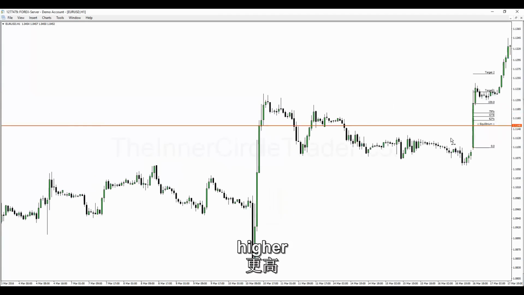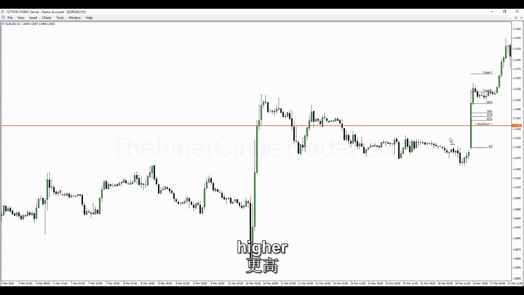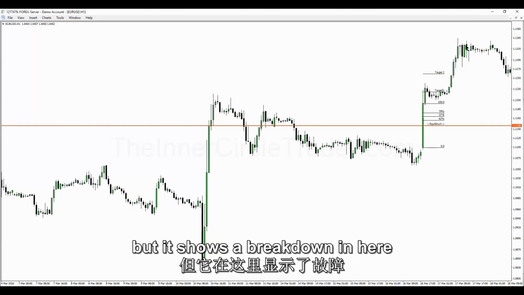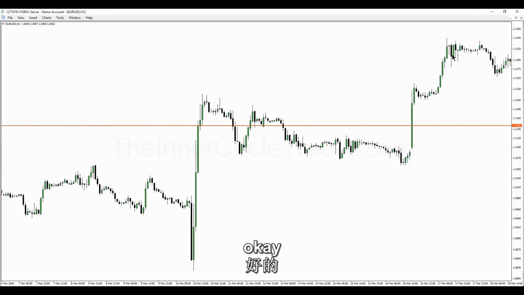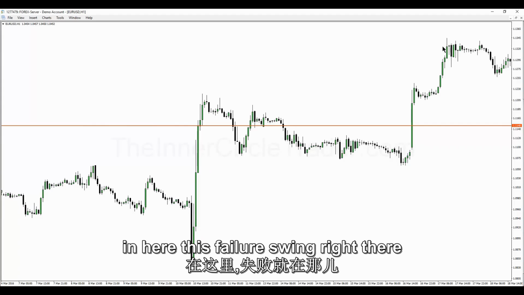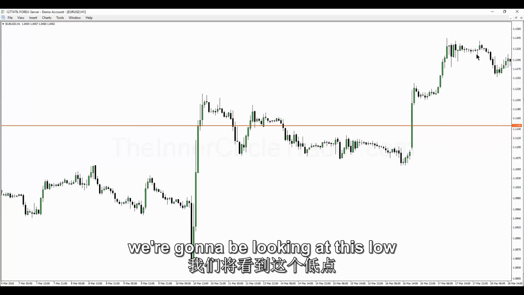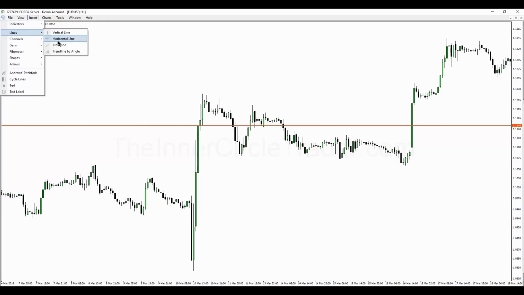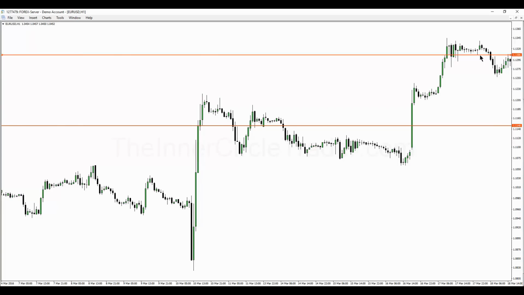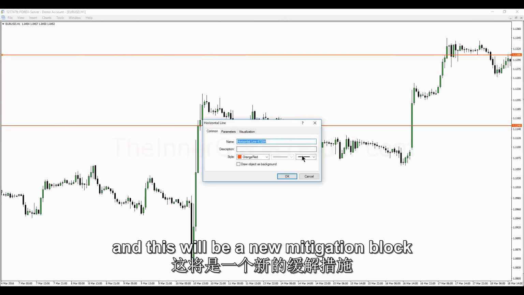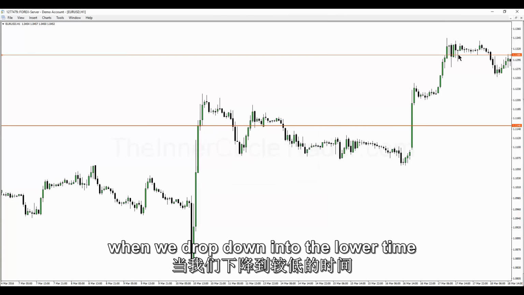Market trades higher, but it shows a breakdown in here. In here, this failure swing right there, we're going to be looking at this low. And I'm just going to draw horizontal lines in on the respective lows. And this will be a new mitigation block when we drop down into the lower time frames.